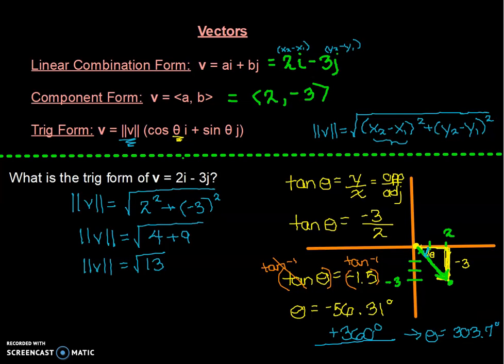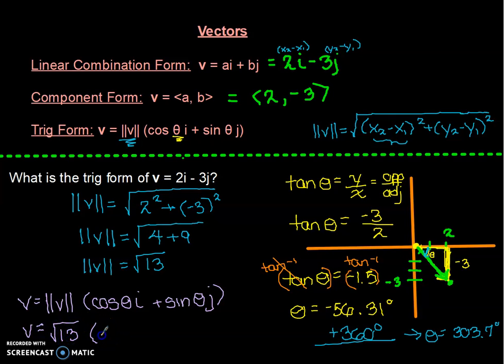So now I have everything I need to write this in trig form. For the vector, I'm going to take the magnitude times the cosine of theta i plus the sine of theta j, and plug in the values that I have. So the magnitude is square root of 13, cosine of 303.7 degrees i plus sine of 303.7 degrees j. And this is my answer.